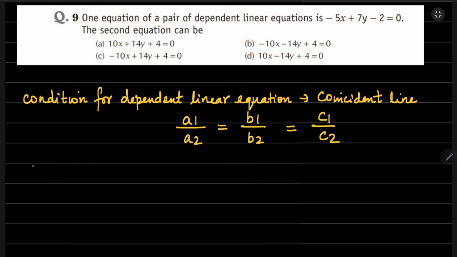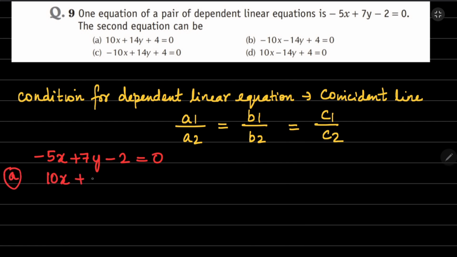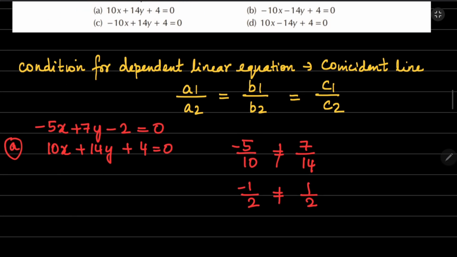So let's write the first equation that is given, that is minus 5x plus 7y minus 2 equal to 0, and your option A, which is nothing but 10x plus 14y plus 4 equal to 0. Here if you see the ratios, A1 by A2, you have minus 5 by 10 is equal to 7 by 14. Okay, if you see it's not equal, right? Minus 1 by 2 is not equal to 1 by 2. So the first option is not correct.